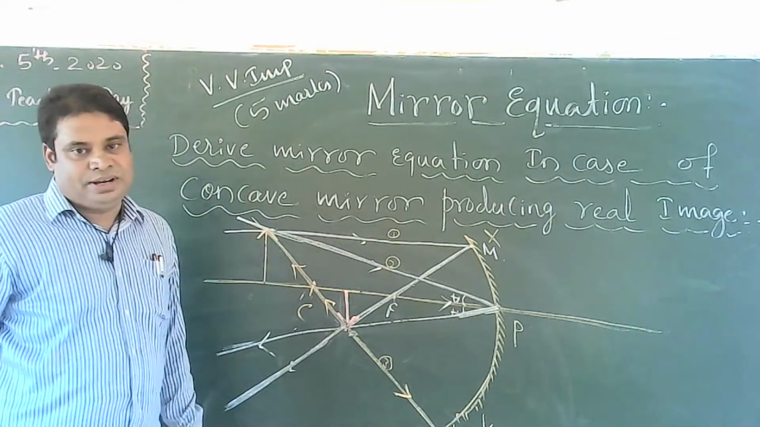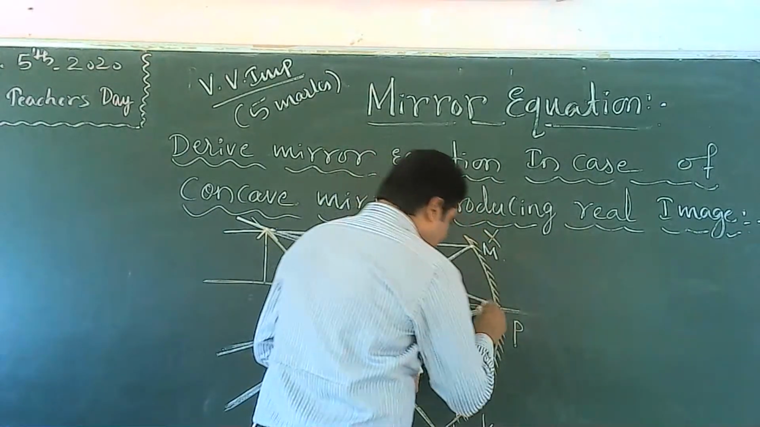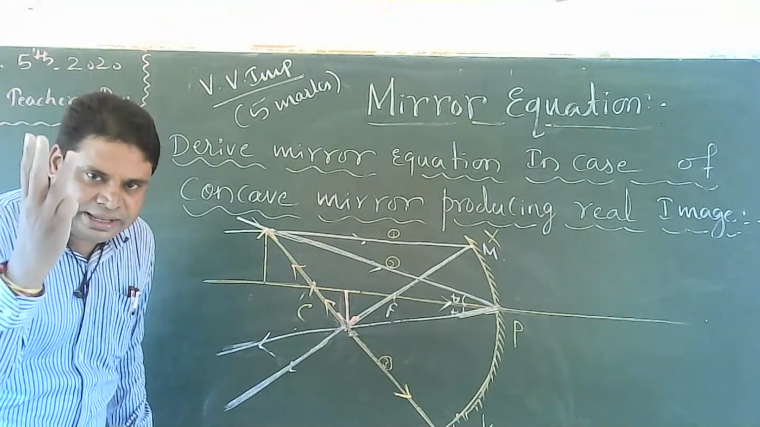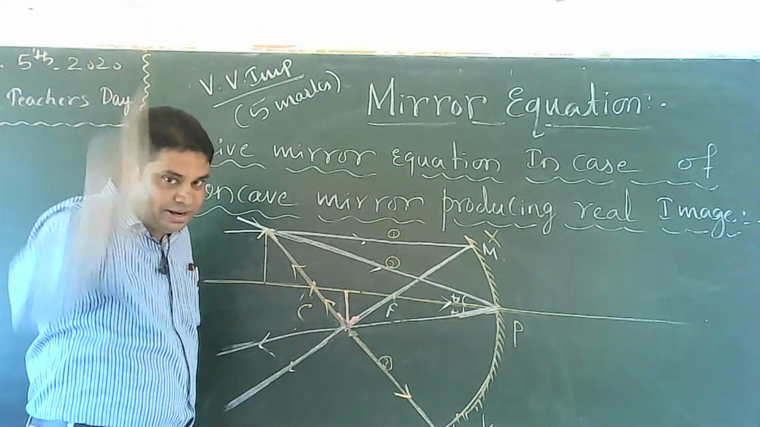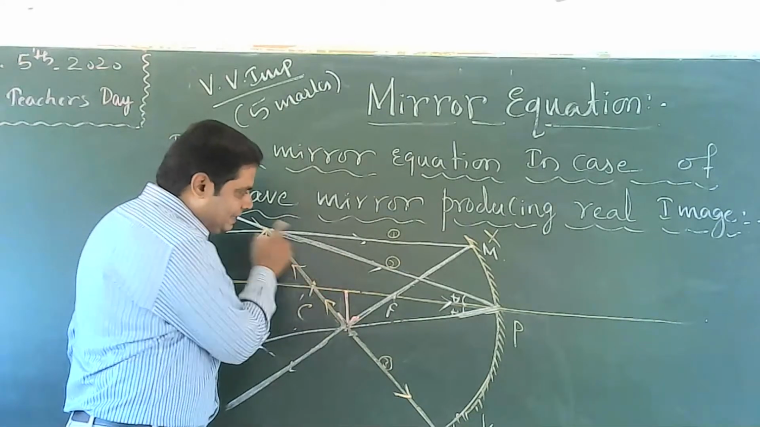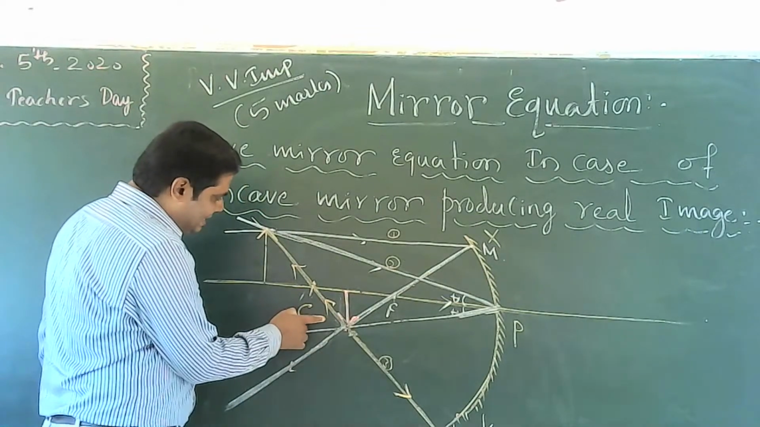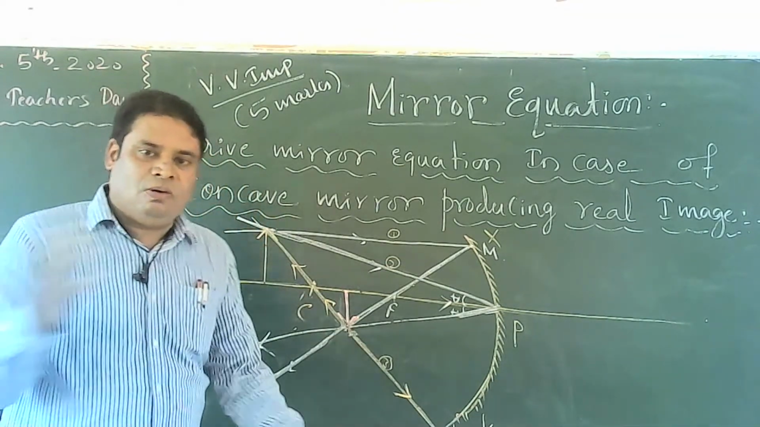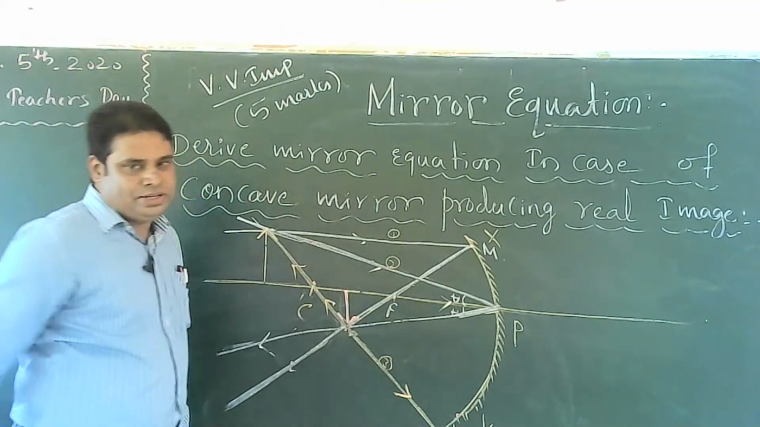This is the figure you are supposed to remember. Very easy: three rays. The first ray from this object is incident on M; we know it as ray number 1. The second ray is incident on point P and reflects back. This is the third ray passing through C and it will retrace its path. All the three rays intersect, meeting at a point where the image is formed.